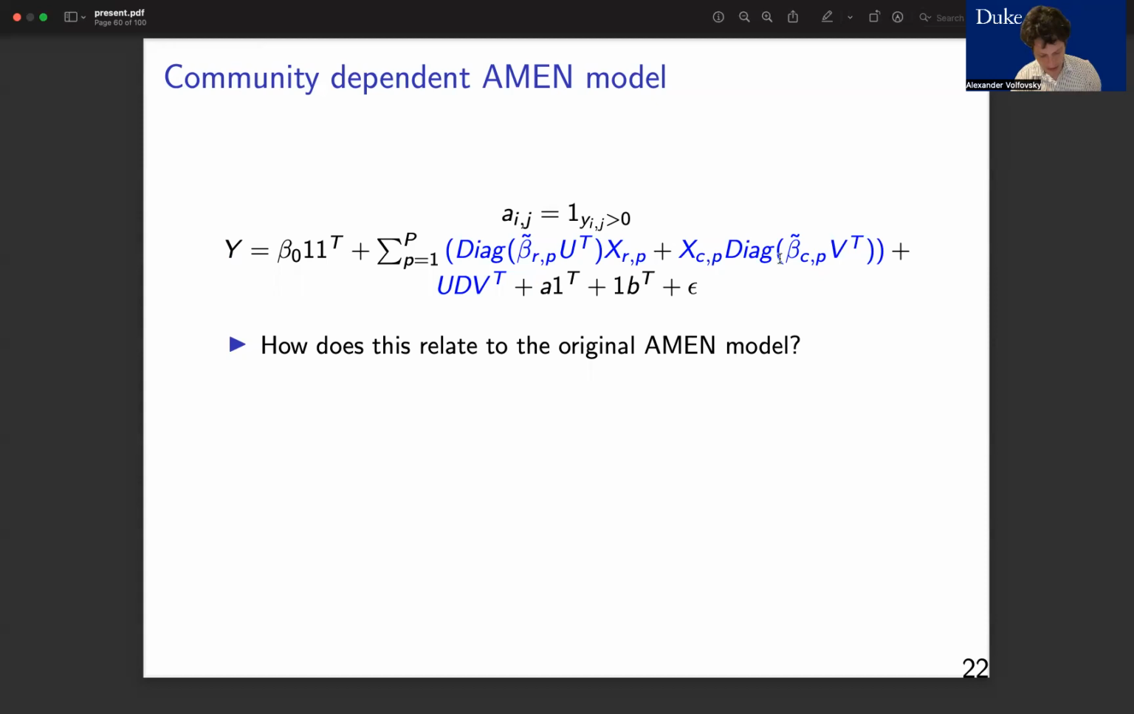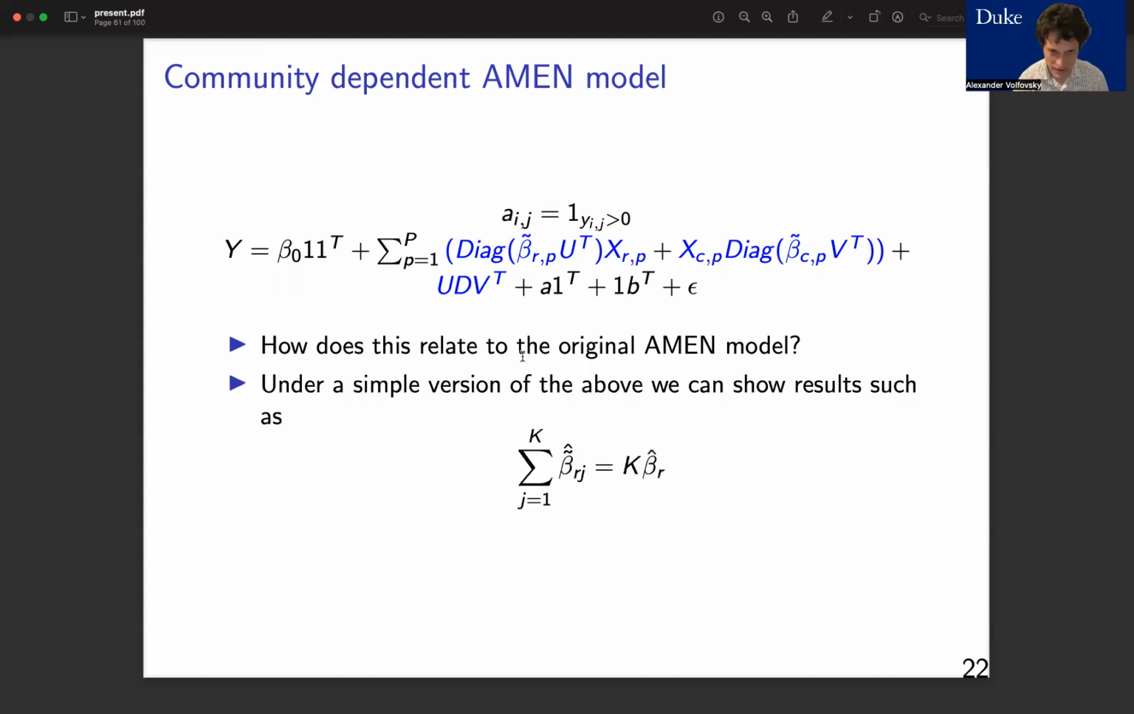The first question that you might want to ask, though, is how does this actually relate to the standard additive and multiplicative effects network model? It turns out that a simple version of this says that these beta tildes on average are the same as what you would estimate if you did not have this additional structure. So if you're using the AMEN model and there is community structure, but you ignore it, you're actually estimating an average, which is sort of what we saw in that first example with the data.